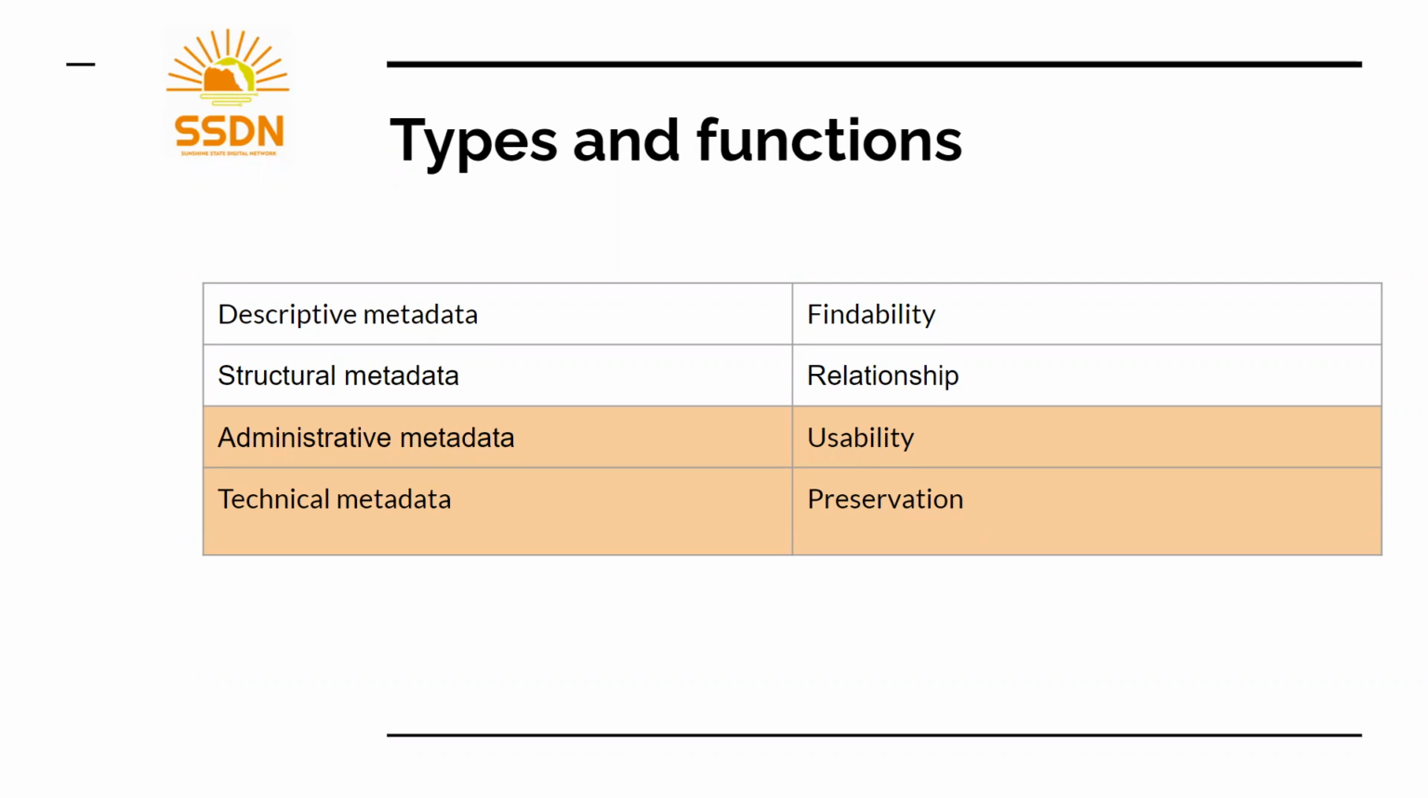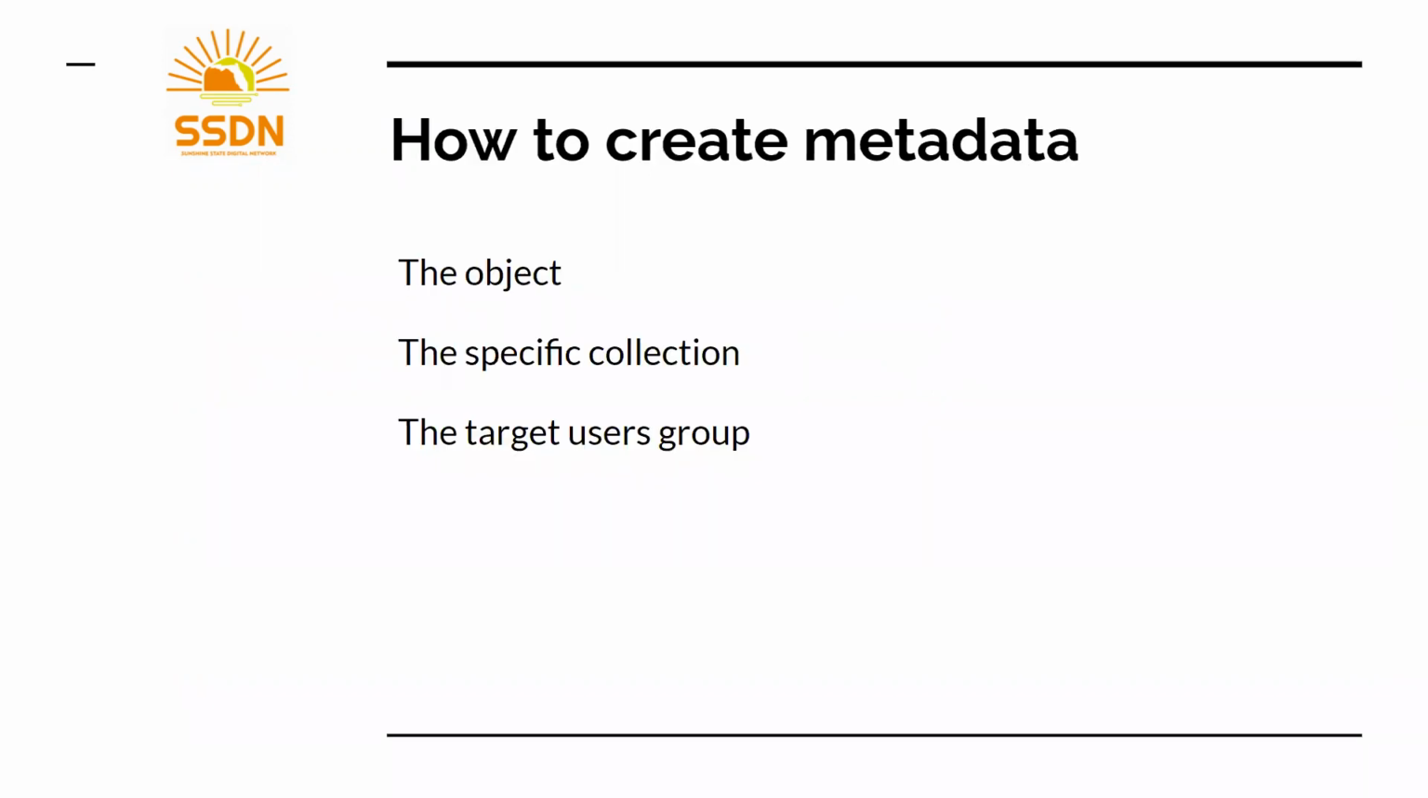All right, let's jump to our third question. So how to create metadata? Before creating metadata, we need to observe our objects to understand that piece of data thoroughly. Different materials need different metadata to reflect its content, its access, and its usability.